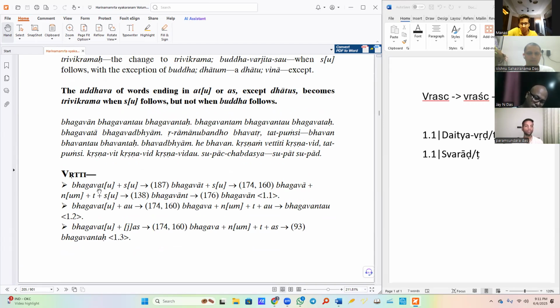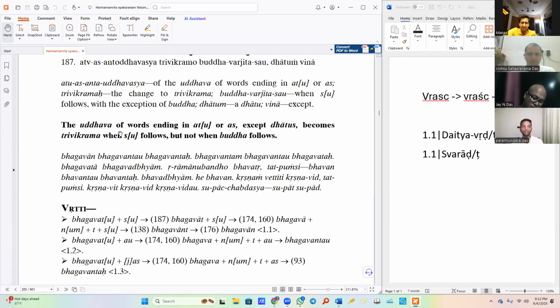So the Uddhava of Bhagavat, which means the A, becomes Trivikrama. So we get Bhagavat plus Su. And now Achas Chaturbhujanubandhanamchanam Krishna Sthane is applied. So we get Bhagavant plus Su is deleted, so we get Bhagavant. And then Ta is deleted by Satsangantasya Haro Vishnu Padante, so we get Bhagavan.